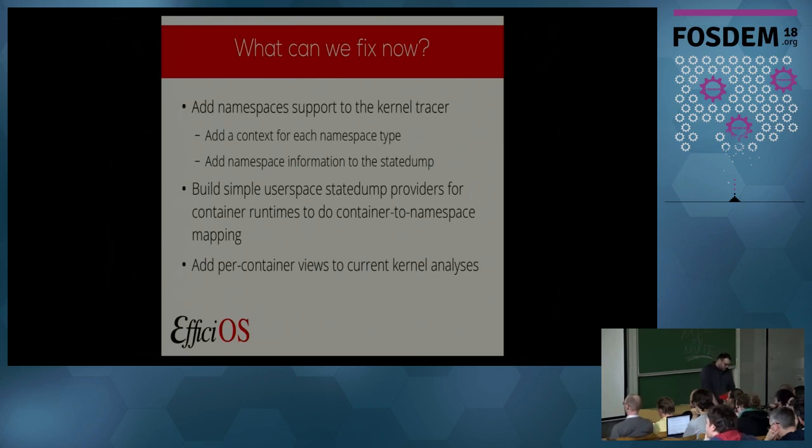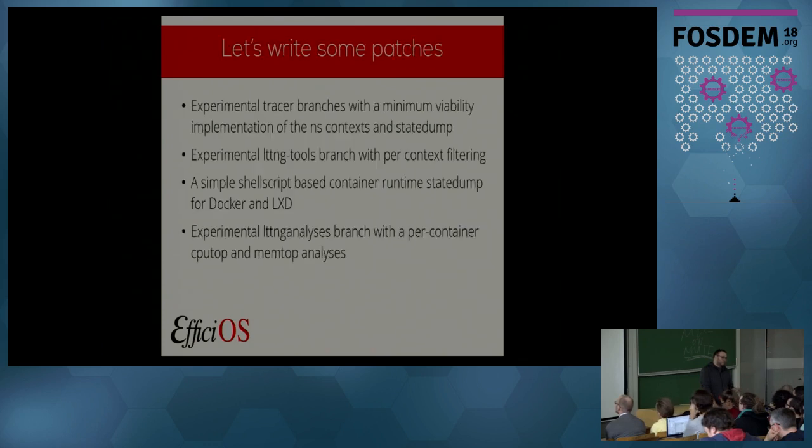And also, we have another feature that is called state dump. It's basically when you start tracing, state dump events will be issued that will give you the current state of the system. So another thing that we need to add is a dump of the current namespaces that are on the system, or the tree of namespaces for each process.